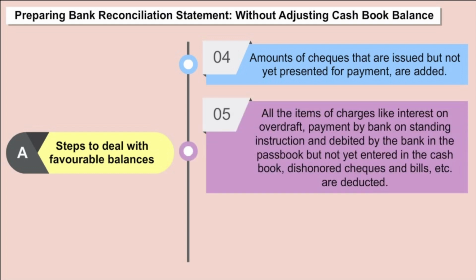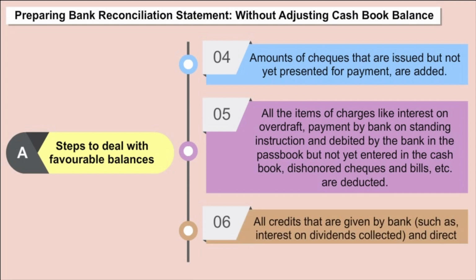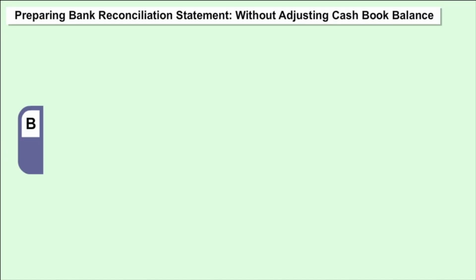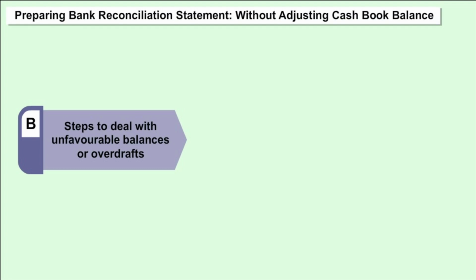5. All the items of charges like interest on overdraft, payment by bank on standing instruction, and items debited by the bank in the passbook but not yet entered in the cash book, dishonored checks and bills, etc. are deducted. 6. All credits that are given by bank, such as interest on dividends collected and direct deposits are added. B. Steps to deal with unfavorable balances or overdrafts.